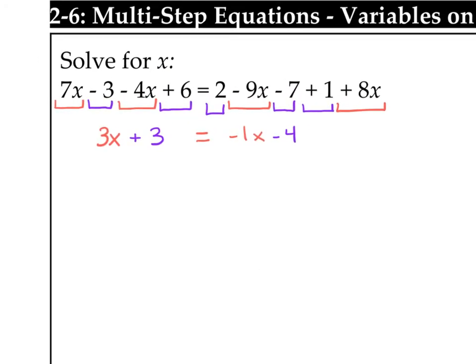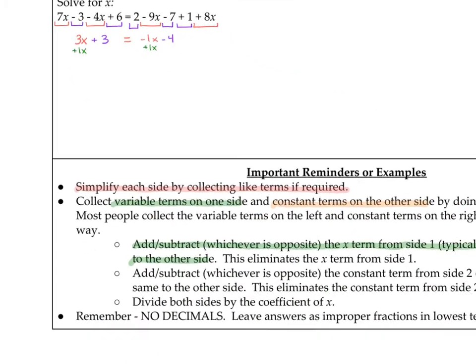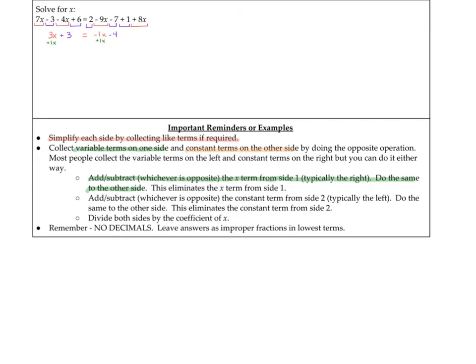So on the right side, we want to eliminate the x term. So the opposite of negative 1x, you're going to add 1x to both sides. Then you're going to add or subtract, whichever is opposite, the constant term from the left side and do the same to the right side.